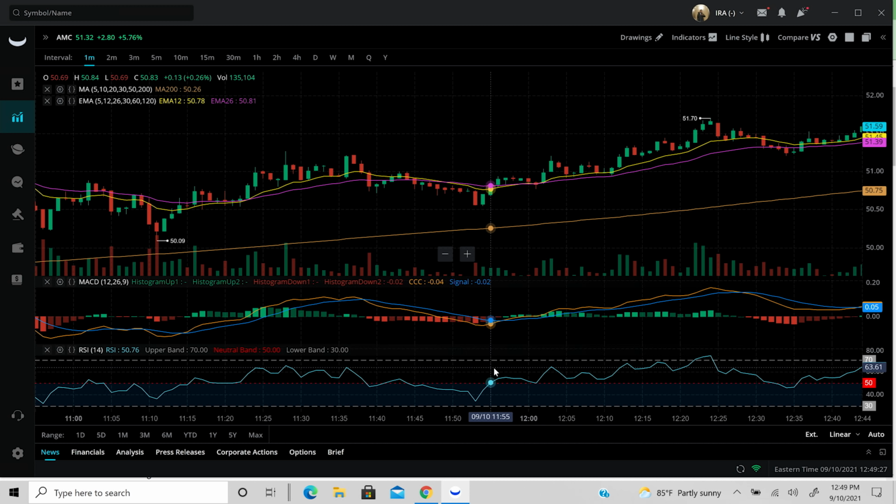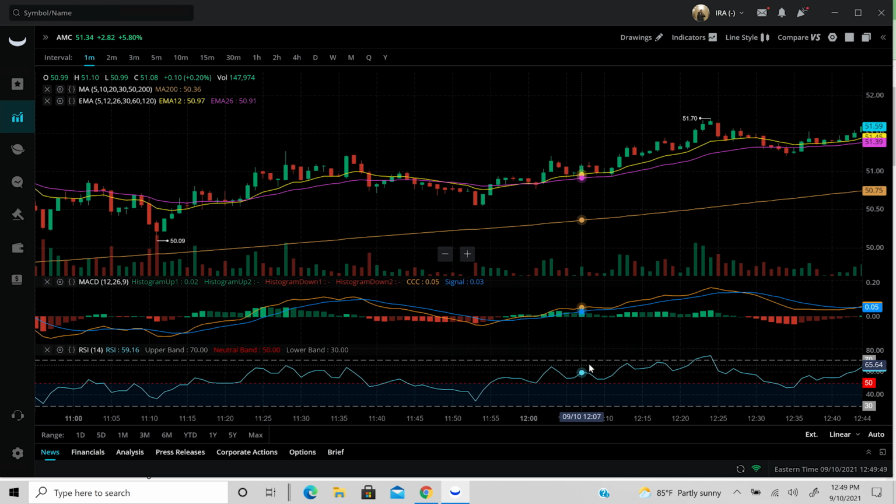Now, what I also like to do is confirm my entry with the trend of the RSI. A lot of you guys take the RSI and say, okay, if it's 70, it's overbought, so it's time to sell. And if it's 30, it's oversold, so it's time to buy. But what I like to do is look at the RSI, and if the equity is trading above 50, which is neutral, it is showing a strength in trend, and this is important.